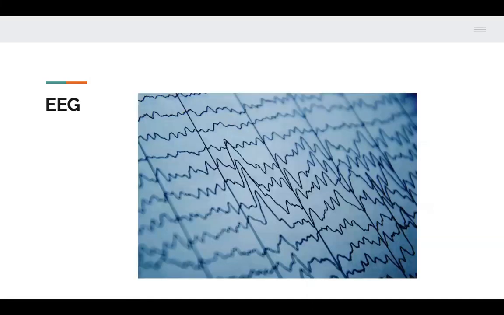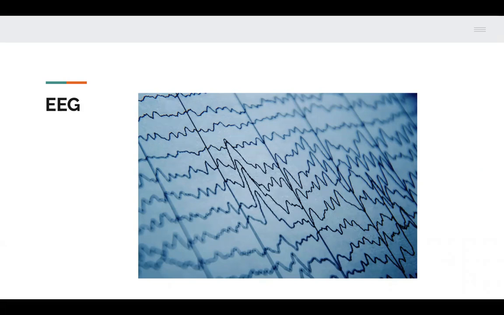Now this is a standard EEG. Just a little bit of a close-up. And usually you have about 20 or so electrodes on your head. And because you have 80 billion neurons, each electrode is recording from about 4 billion neurons.